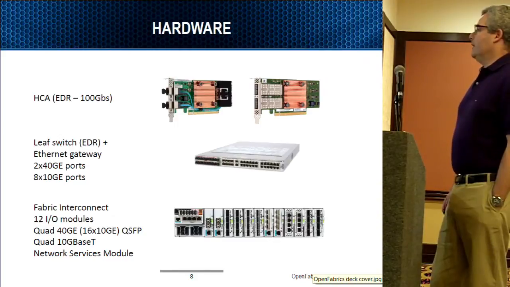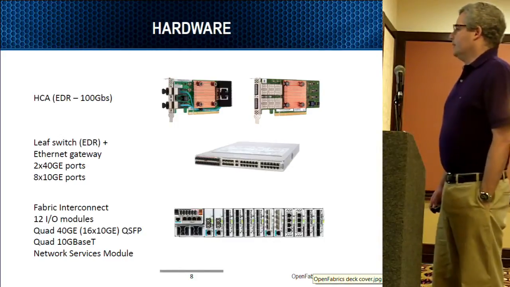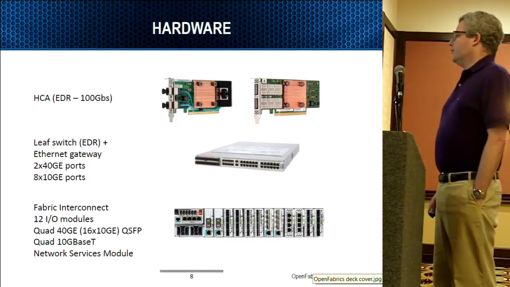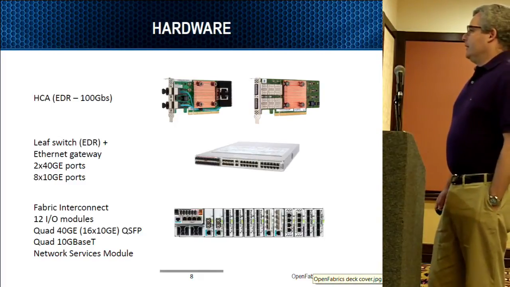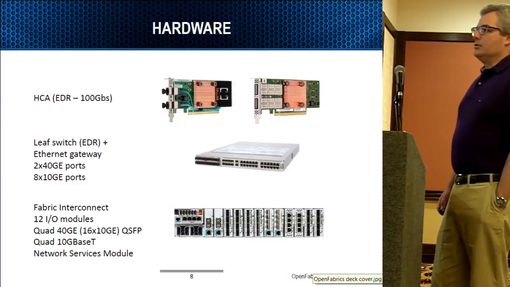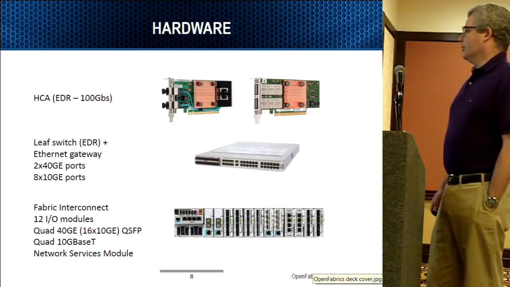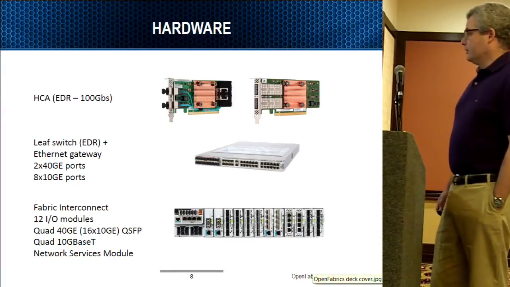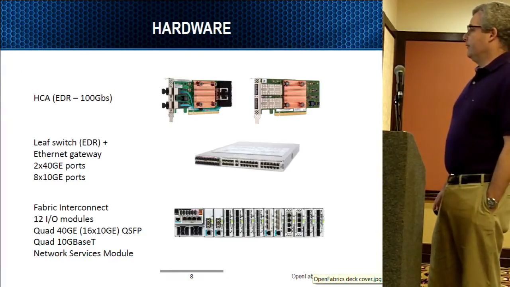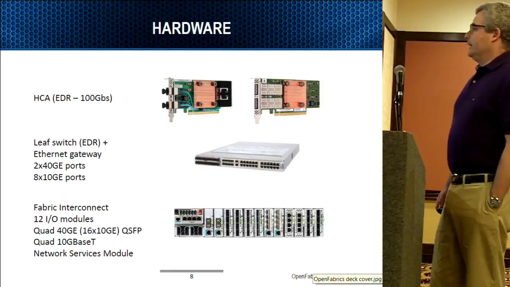The gateway is a device that is integrated in these two systems. You see the one in the middle, which is a leaf switch that has an Ethernet gateway with 2 40 gigabit ports on it and 8 10 gigabit ports. Those 10 gigabit are SFP+. So you can basically connect those to Ethernet networks and provide the gateway.